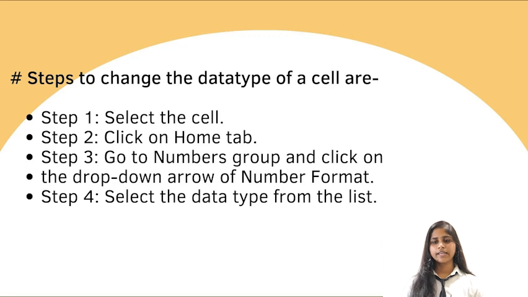Now coming to our next topic. How can we change the data type of a cell? We have to follow some steps which are given below. We have to select the cell, then click on the Home tab, and then go to the Number group and click on the drop-down arrow of Number Format, and finally select the data type from the list.